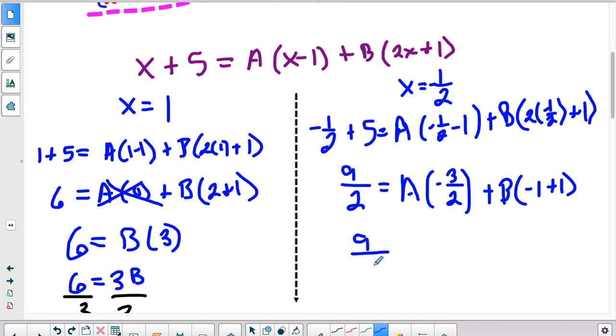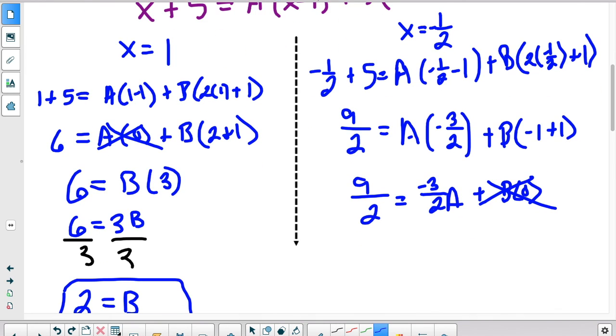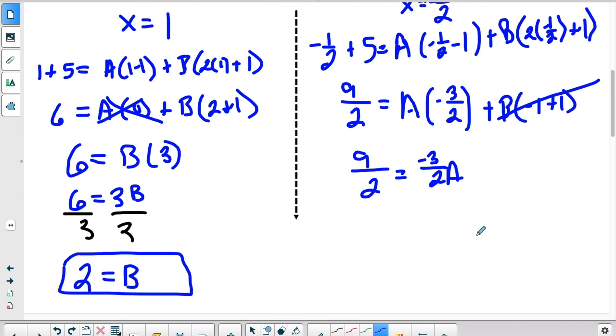So here we get 9/2 is equal to negative 3/2 a plus b times 0. Well, that's just 0, so that cancels out. Now I'm just going to erase it because it is 0. It's gone. And what we have is this here. At this point, there are two different ways we can solve for a. One of them is we can divide both sides by negative 3/2, or we could multiply both sides by negative 2/3. It doesn't matter which one we do.